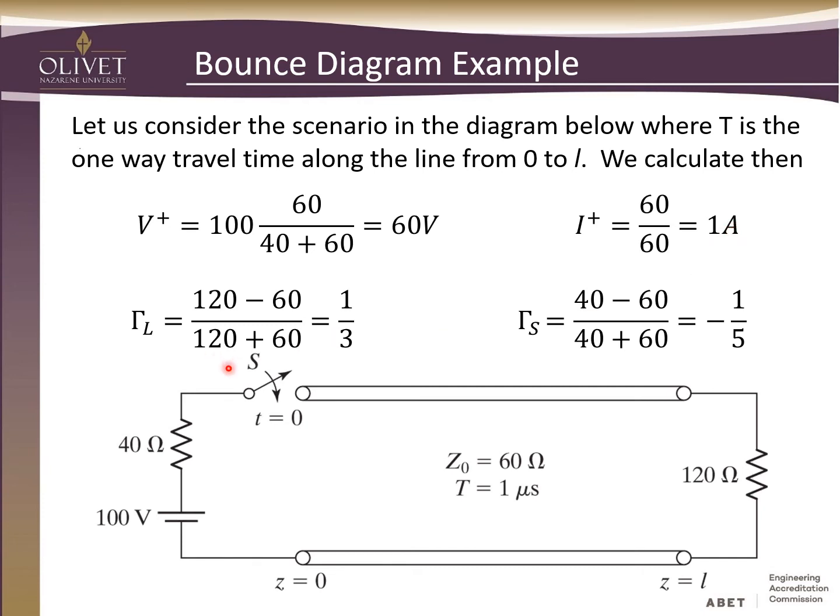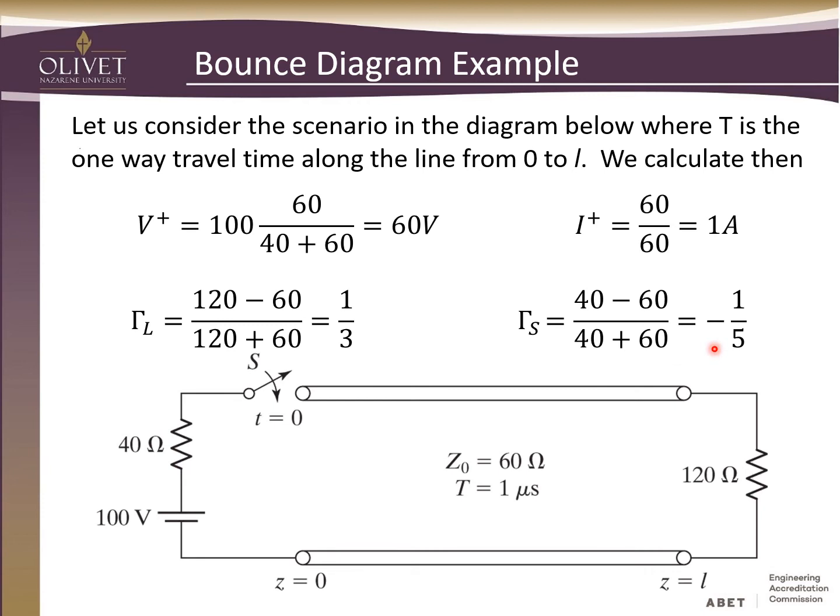We can also go ahead and calculate our reflection coefficients. So over here at the load, we're going to have 120 minus 60 over 120 plus 60. So this reflection coefficient over here is 1/3. And then back at the source, which we'll call tau with the S subscript, the L subscript for load, it's going to be 40 minus 60 divided by 40 plus 60, so that gives us a negative 1/5. So we have negative 1/5 on this side at this boundary condition.